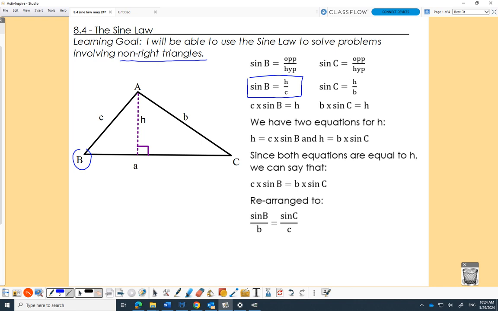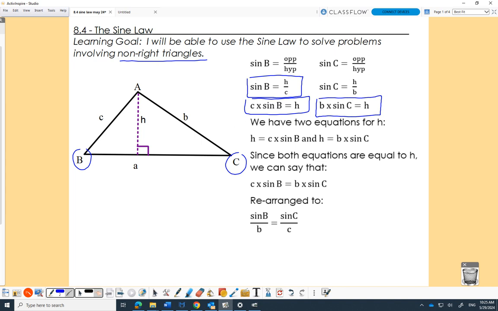Then I went over to the other triangle and I said, how about if I do sine C? And sine C would be h over b. And old math teacher trick coming here. The trick's old, not the teacher. Let me say it again for you gigglers. Old math teacher trick. The trick is old. I can find h using the left-hand triangle, and that would be c times sine B. I can find h using the right-hand triangle, and that would be b times sine C.